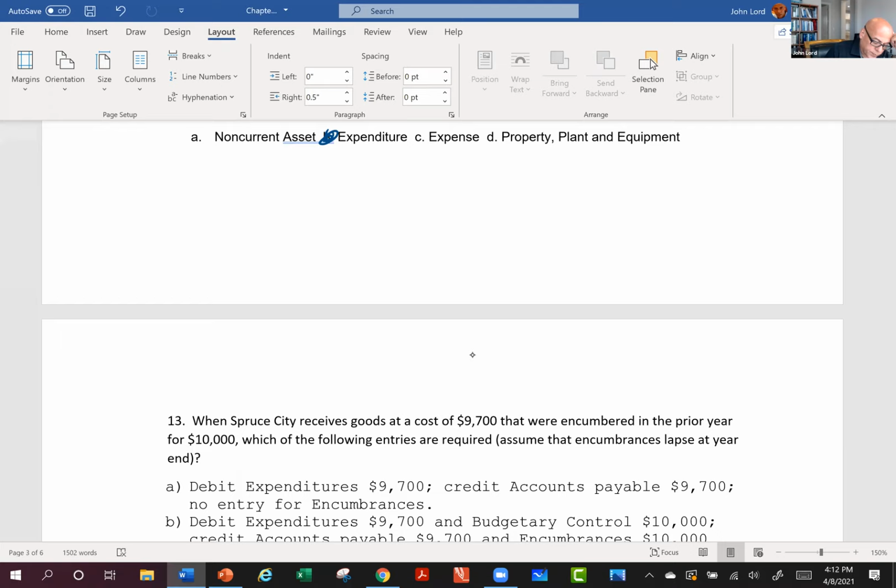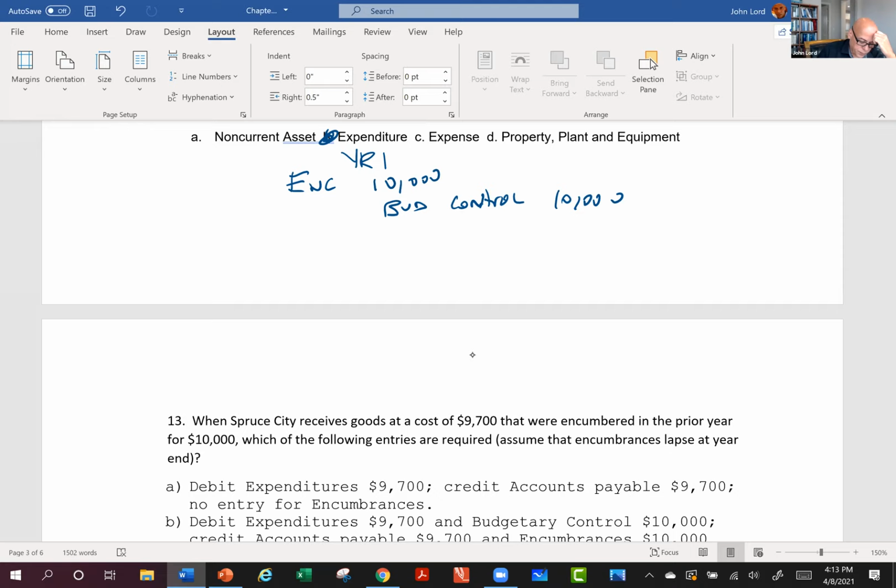We got 2 years going on here, right? What happens in year 1 when I order this stuff? I'm kind of writing up there so I can co-op some of that space. We make a debit to encumbrance for $10,000. Good. Debit encumbrance, $10,000. Excellent. And then a credit for the same to Budgetary Control, $10,000. Excellent.